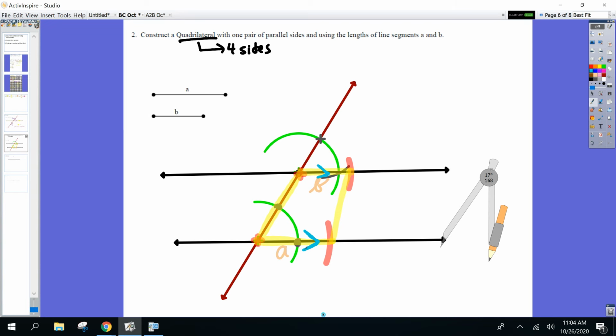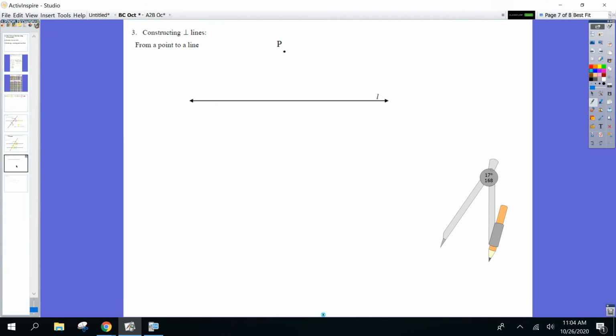Congratulations. You guys good with that? Parallel lines. Parallel lines. Now, how do you draw a perpendicular line? How do I draw a perpendicular line? The answer to that, we've done this already. Anybody? I don't know. We did this in Unit 1. I showed you guys how to construct a perpendicular line.